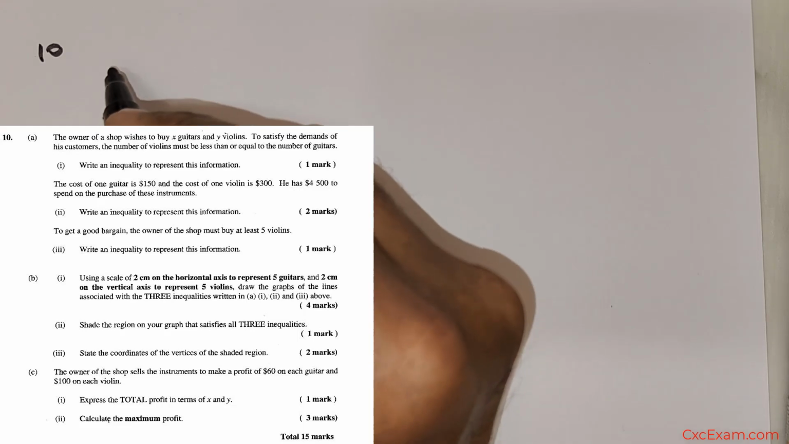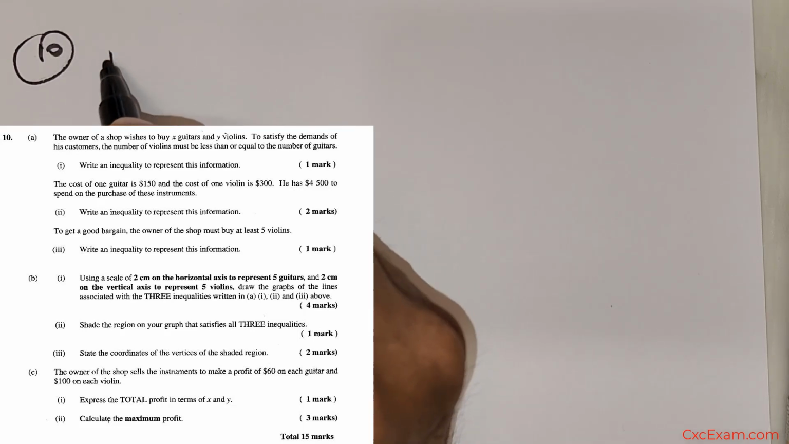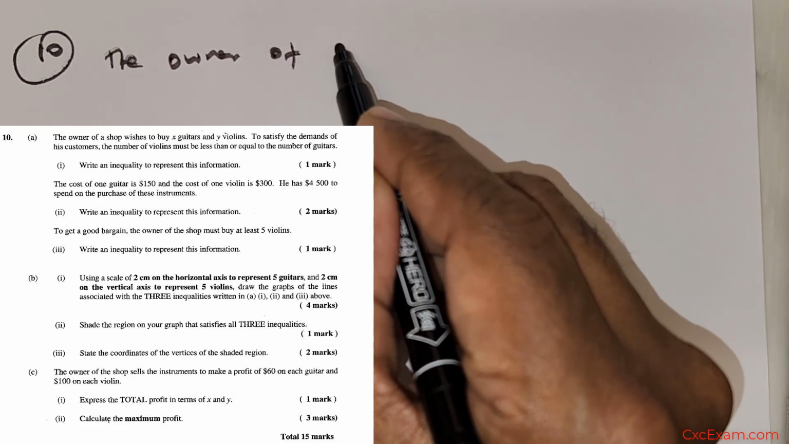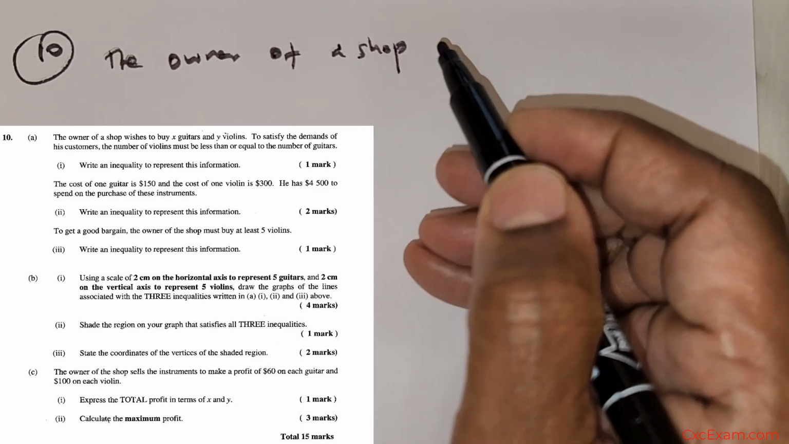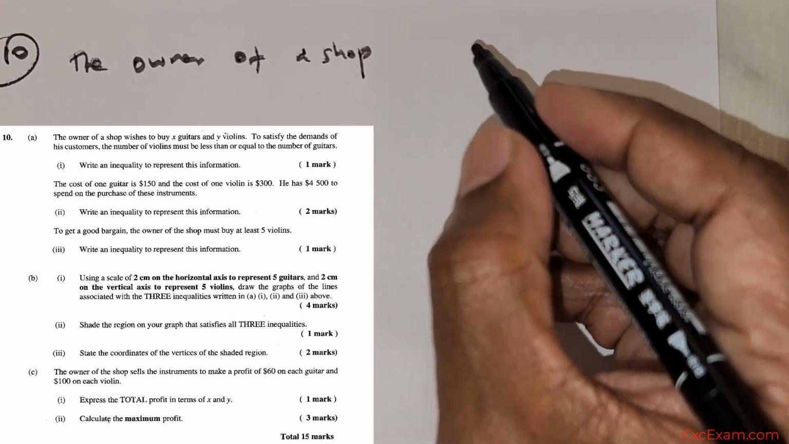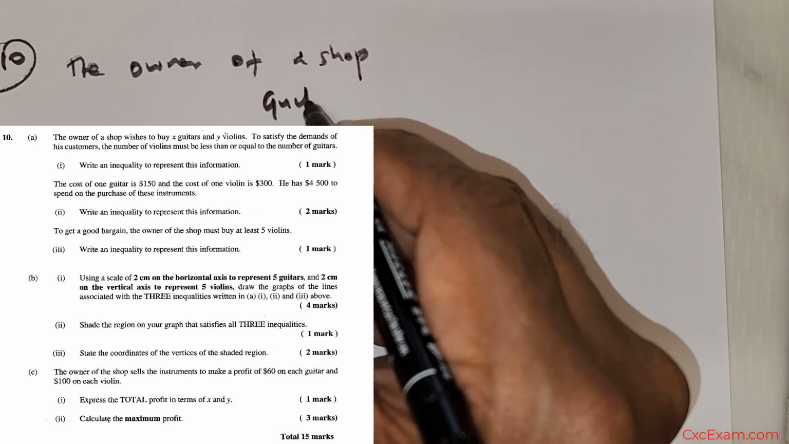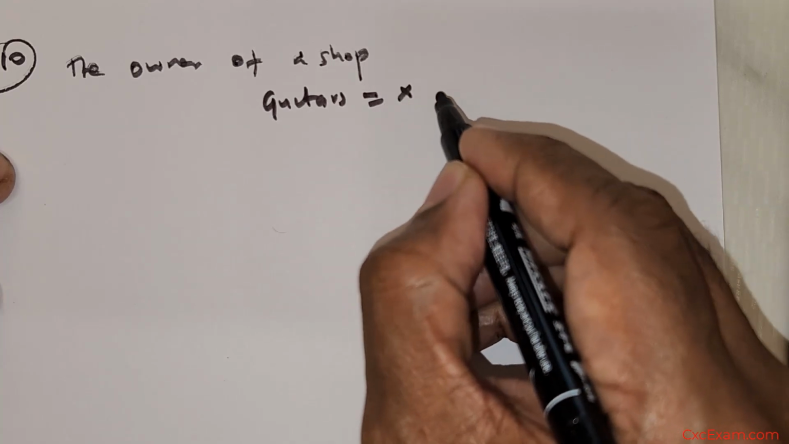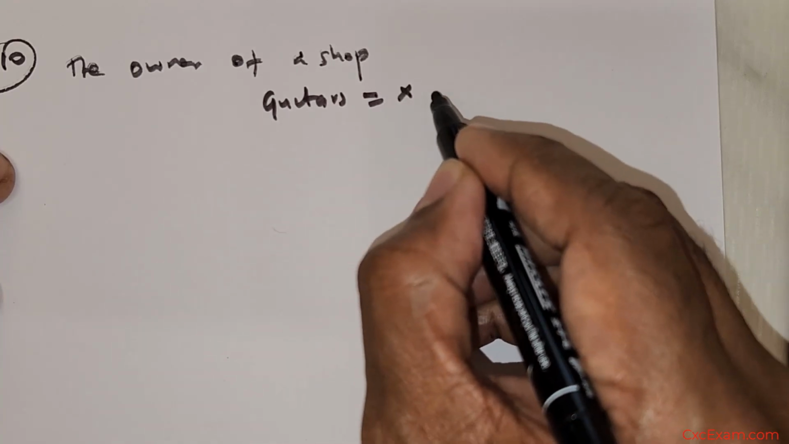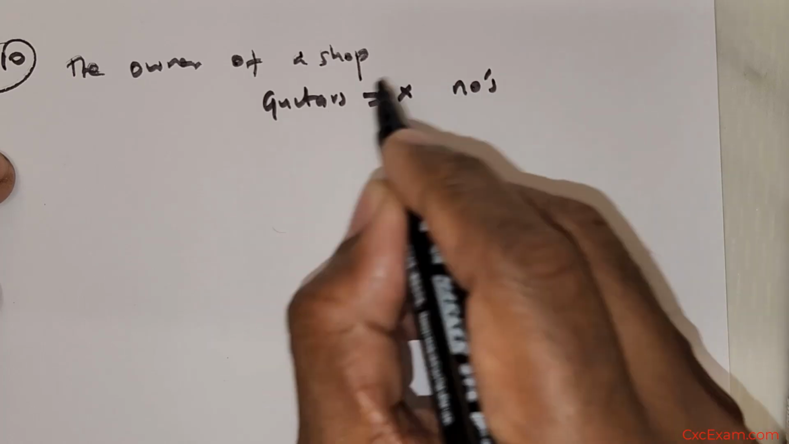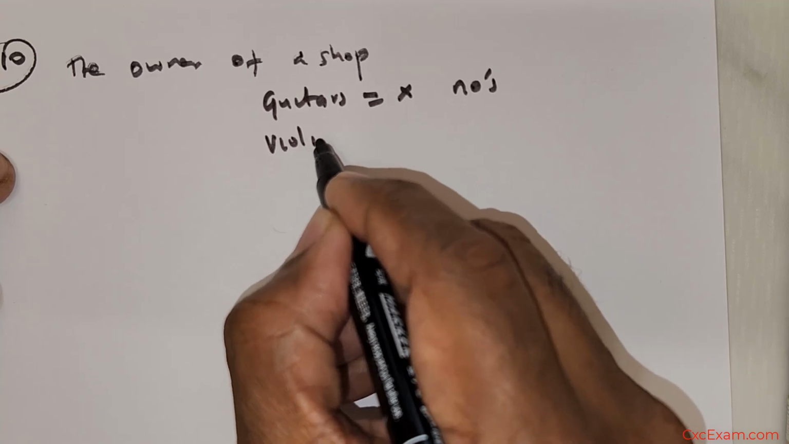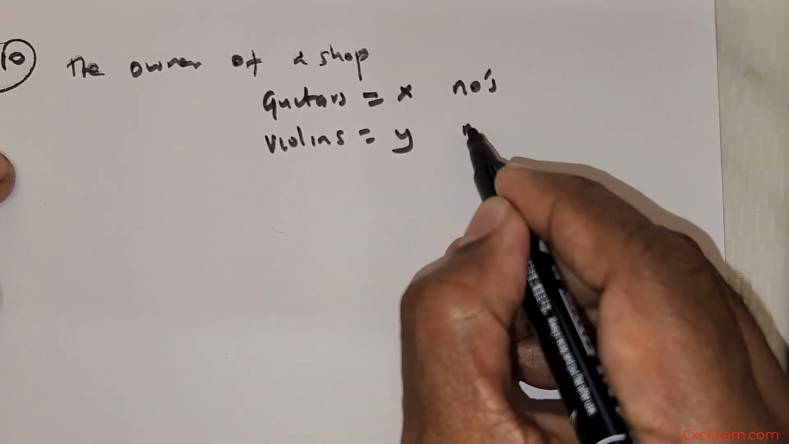Students, this is question number 10. The owner of a shop wishes to buy X guitars. So I'm going to write it like this: guitars is equal to X, and then violins, Y numbers.